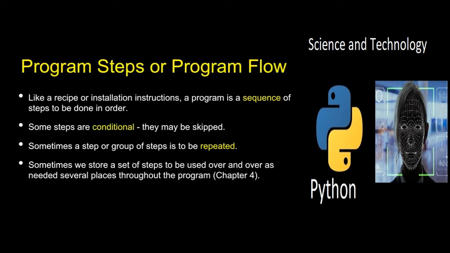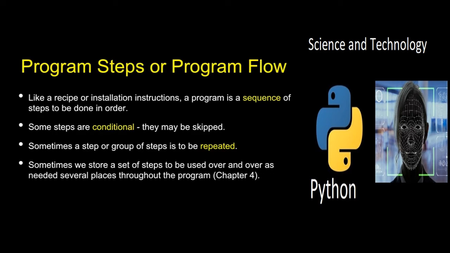We have a couple of different patterns. One is a sequence of steps. Do this, then do this, then do this. Conditional is like skipping something. Repeated does it over and over and over again. Computers are really good at repeating stuff, much better than people. People get tired going over and over doing the same thing. And then we have store and repeated steps as well.